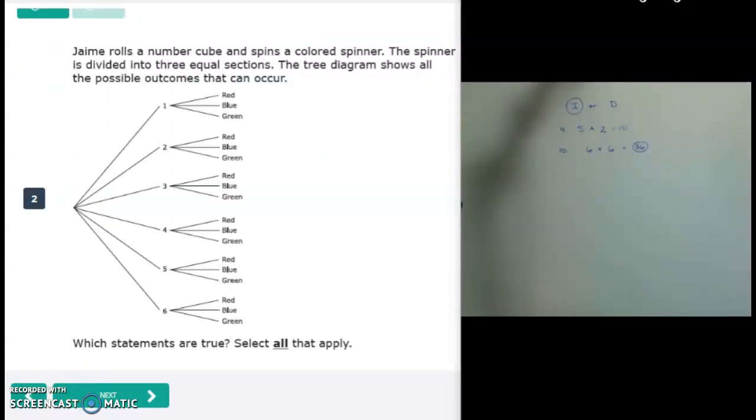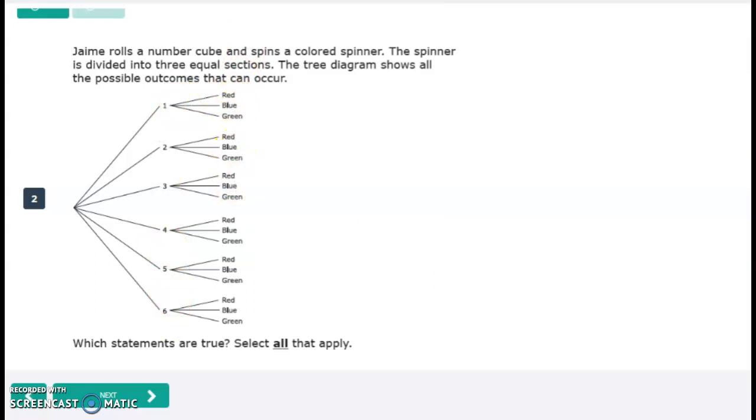Okay, I'm moving on to the Edge Elastic on tree diagrams. This is number 2 on that particular checkpoint. It says that Jamie rolls a number cube and spins a colored spinner. The spinner is divided into 3 equal sections, and the tree diagram shows all the outcomes. So you can see that we have the number cube, 1, 2, 3, 4, 5, 6, and then for each you can get red, blue, or green. You were looking for the statements that were true.